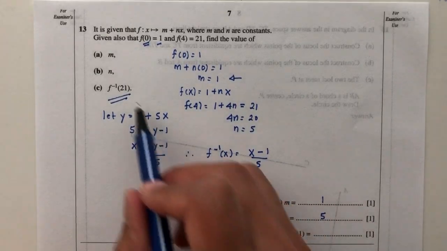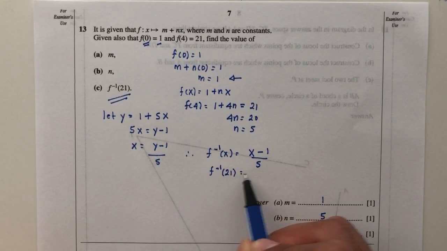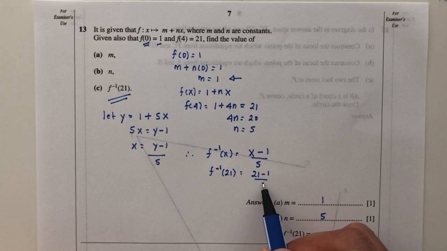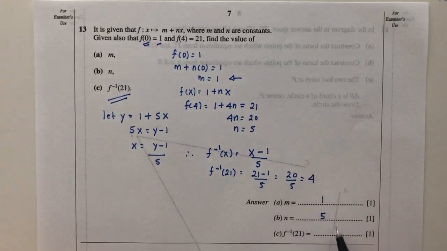But the question is, find this one, f inverse of 21. That will be 21 minus 1 over 5. That will be 20 over 5, equal to 4.